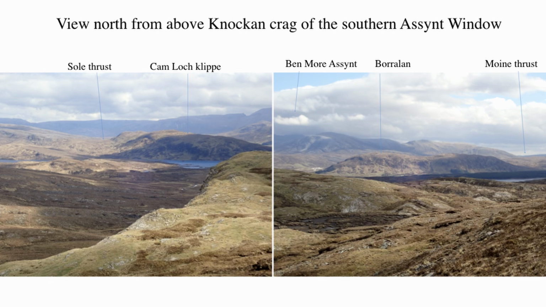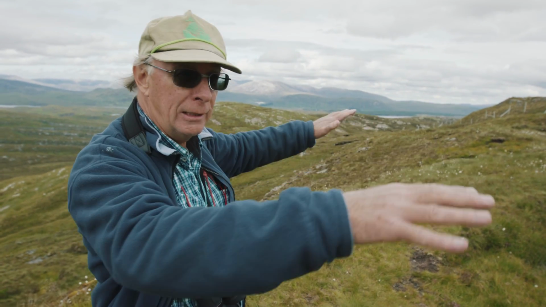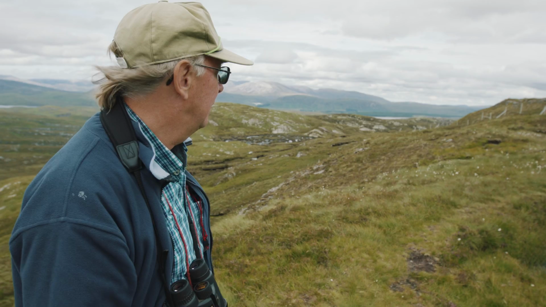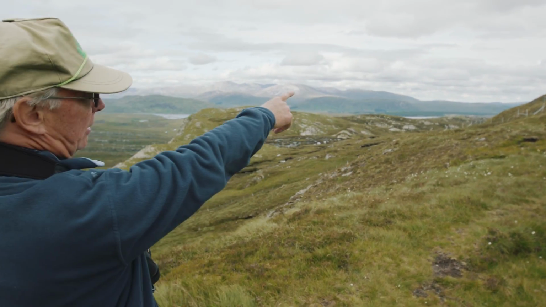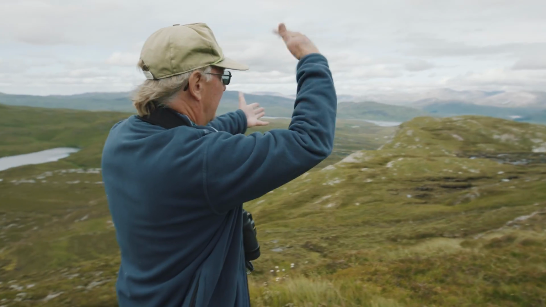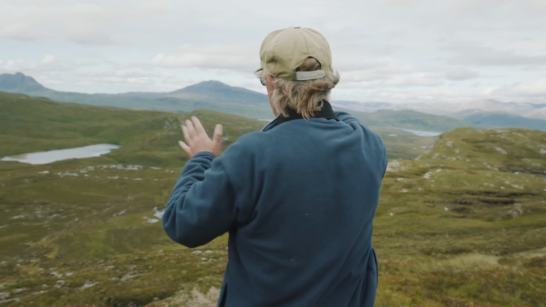A' Mhòine is Gaelic for bog, and all of the Moine is classically this boggy ground. It's very poorly exposed. So there you have the whole of the Assynt window from the Moine thrust to the Sole thrust, a lot of complications, folding and thrusting over the stable foreland.